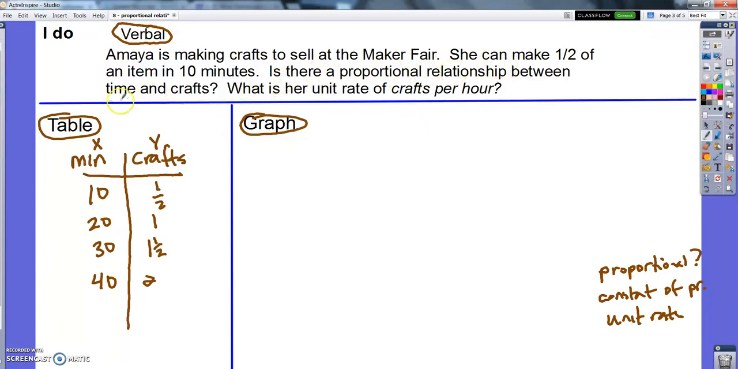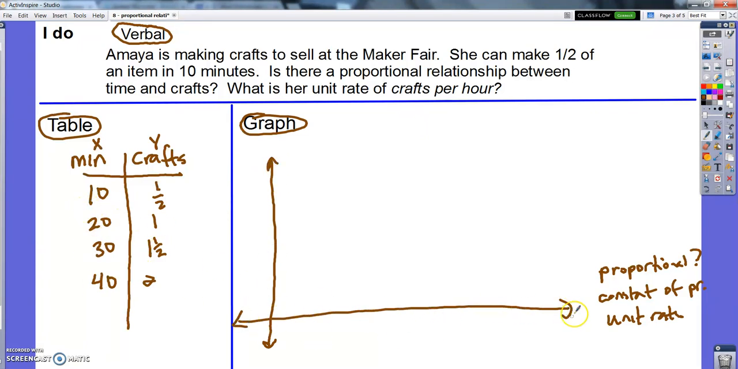And it says, is there a proportional relationship? Well, let's make the graph first. If I wanted to make the graph, I can use both at the same time. I'm just going to put these ordered pairs on this graph. So minutes is my X. Remember, X is this axis. Y is this one. So minutes, I may as well go in tens: 10, 20, 30, 40, 50. I probably should use graph paper here, but I didn't. And then number of crafts, 1, 2, 3, and so on.